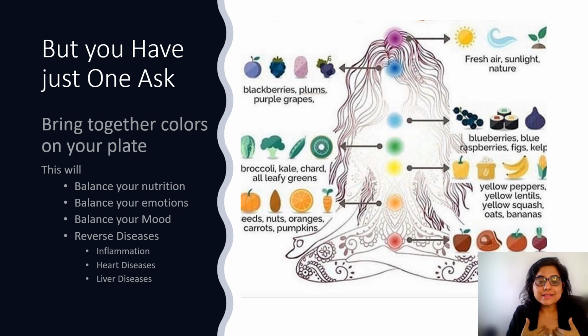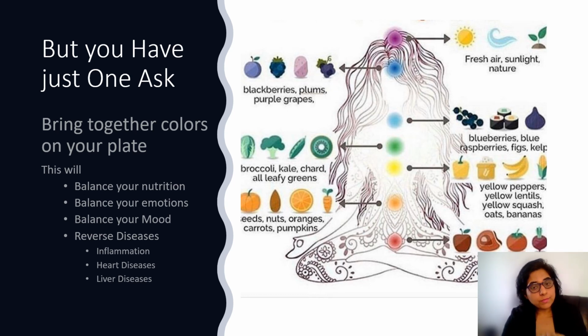They are balancing your mood, and they are going to be extremely important in reversing your diseases, because when we are eating a variety of these colors, that is when our physiological processes are working in harmony, and we are enabling them to improve our immunity, to improve our biomarkers, to control our sugar levels, and to reduce the amount of cholesterol in the body.